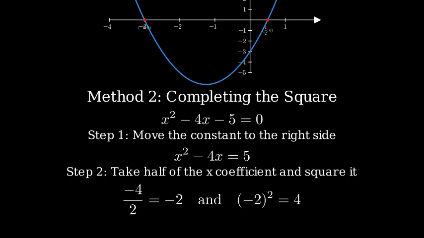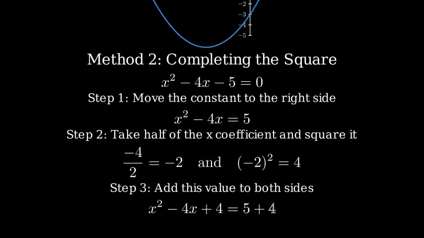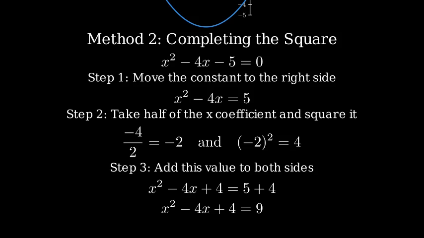2, giving us negative 2. Then we square it, giving us positive 4. Step 3. We add this value, 4, to both sides of the equation: x squared minus 4x plus 4 equals 5 plus 4. This simplifies to x squared minus 4x plus 4 equals 9.